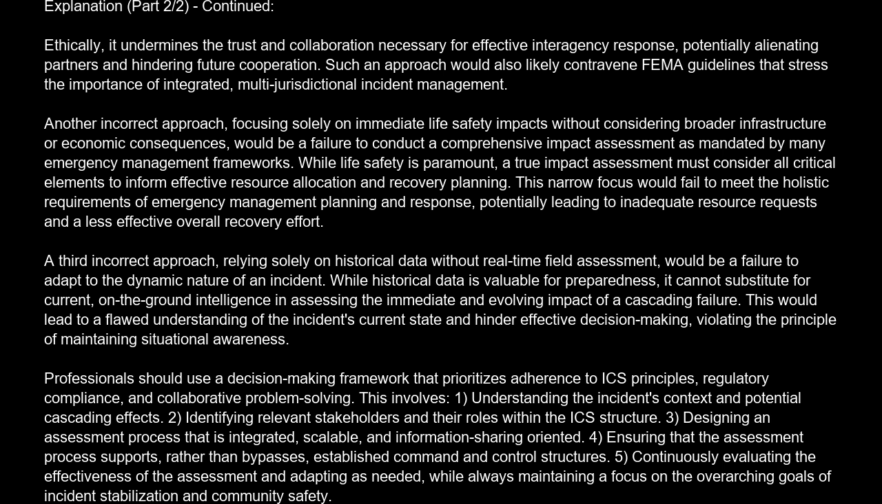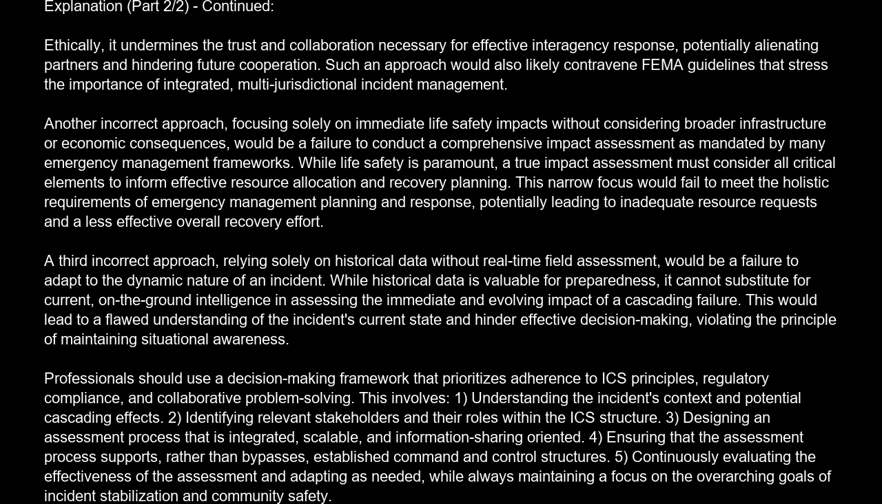Another incorrect approach, focusing solely on immediate life safety impacts without considering broader infrastructure or economic consequences, would be a failure to conduct a comprehensive impact assessment as mandated by many emergency management frameworks. While life safety is paramount, a true impact assessment must consider all critical elements to inform effective resource allocation and recovery planning. This narrow focus would fail to meet the holistic requirements of emergency management planning and response, potentially leading to inadequate resource requests and a less effective overall recovery effort.